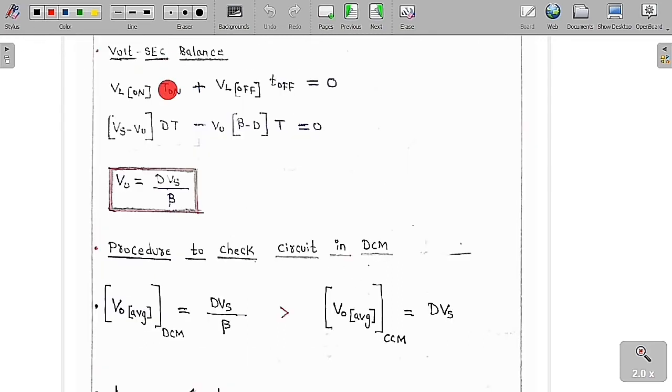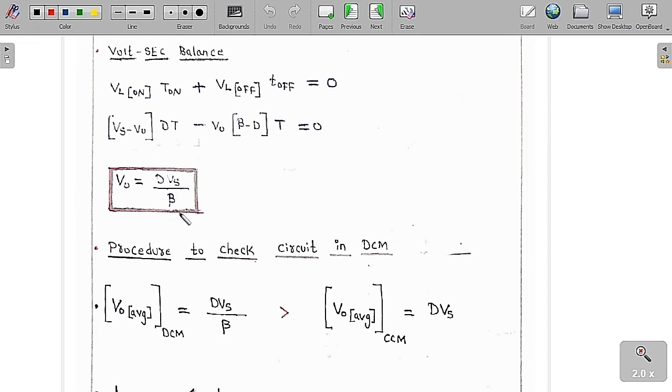Now I am going to apply the voltage-second balance to the inductor voltage, meaning the average value of the inductor voltage is 0. So VL on into T on plus VL off into T off is equal to 0. Here VL on is Vs minus V0, T on is DT, and VL off is minus V0, into T off, which is beta minus D into T, equal to 0. If you solve this, we get V0 is equal to D Vs by beta.